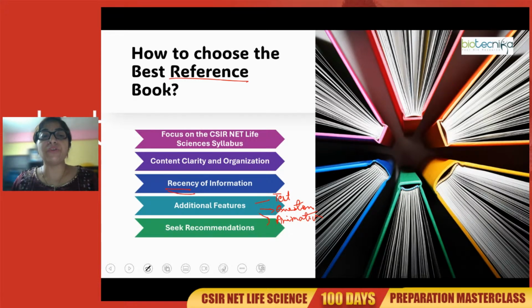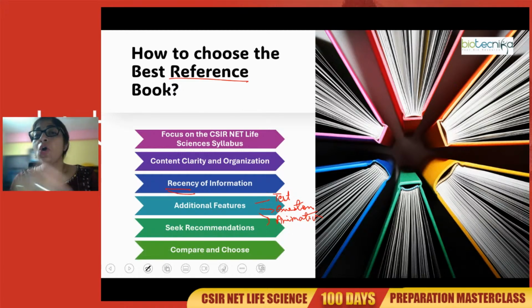And definitely, if you're still confused, you can look for recommendations. You can ask your seniors, your fellow aspirants, and also your teachers. And then finally, compare and choose the best reference book that works for you. Mind you, it's not necessary that everybody has a similar choice. Whatever works for you might not work for others. So you have to take that decision and choose the book which is right for you.